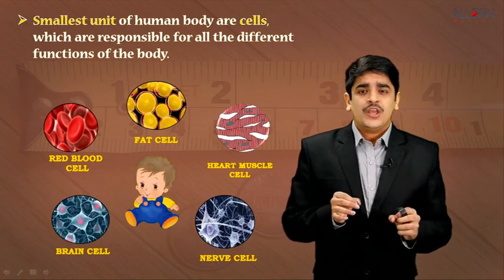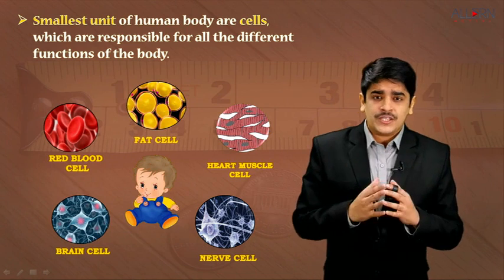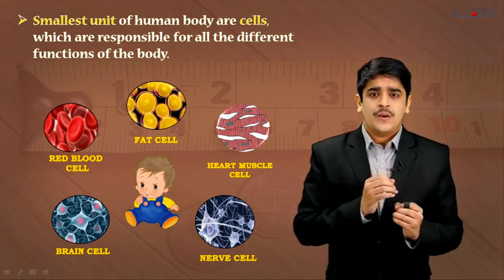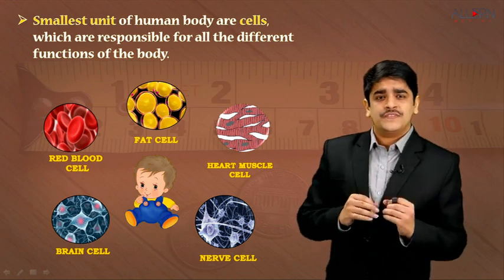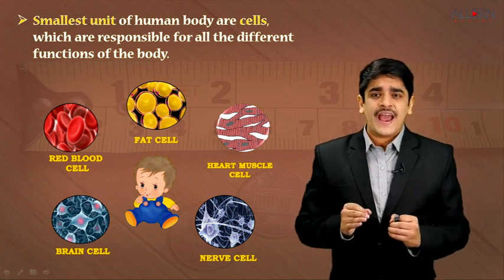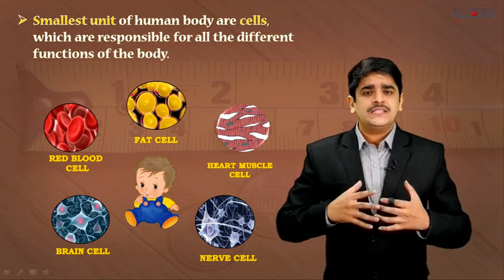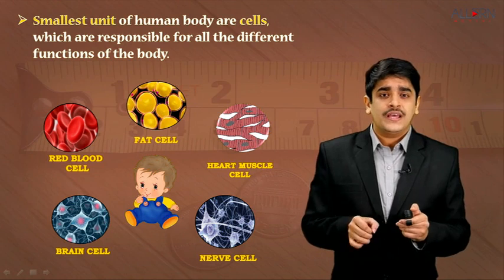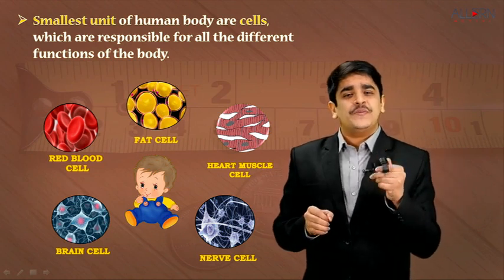So over here, when we talk about the human body, it is made up of cells. What kind of cells? Fat cells, muscle cells, nerve cells, brain cells, and red blood cells. These are the fundamental units of your body. They build up your body. That is what your body is ultimately made up of.